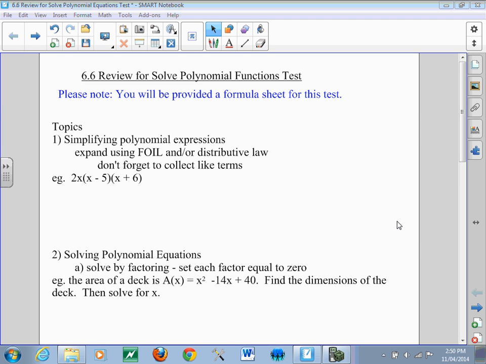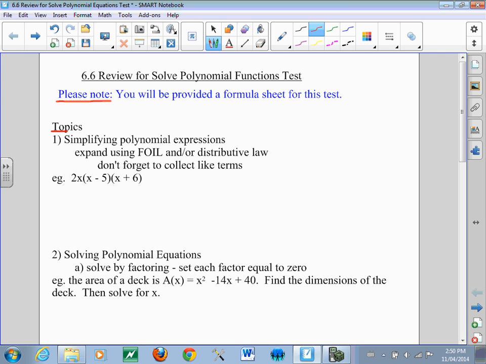Hi guys, here we are at lesson 6.6, review for solving polynomial equations tests. So we're getting ready for this, so here's a review kind of update. Please note that for your test you will be provided a formula sheet, so I'll give you all the formulas. You don't need to memorize any of them, for example, the volume of a cylinder or anything. I'll provide that for you.